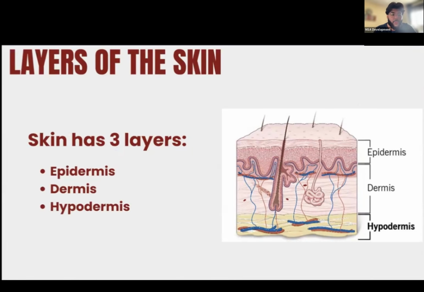Then you have the dermis, which is your connective tissue layer. As you can see over here, it has your blood vessels. It has your glands and follicles. We'll be talking about this in a little bit. Then we have our hypodermis, which is the deepest layer of our skin, and it is made mostly of fat.